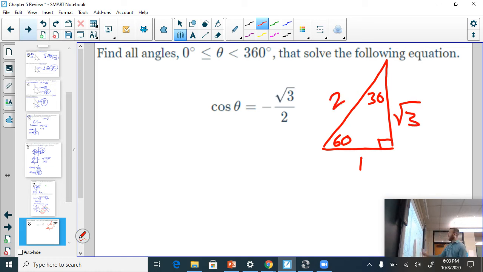And so what is our reference angle? So I'm going to do theta, and I'm going to do a little r for reference. And notice cosine, the only way that we get square root of 3 over 2 is if it's 30, right? Because then adjacent is that square root of 3, and hypotenuse is that 2. So we know that that is 30 degrees from that triangle. But again, we have to do ASTC.